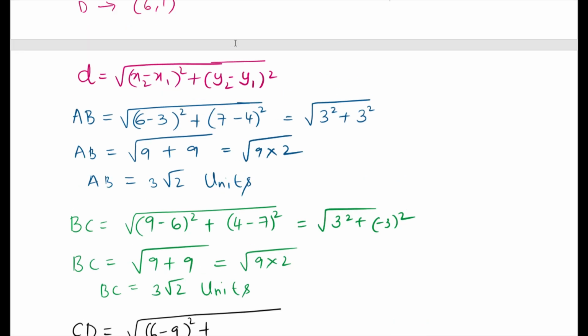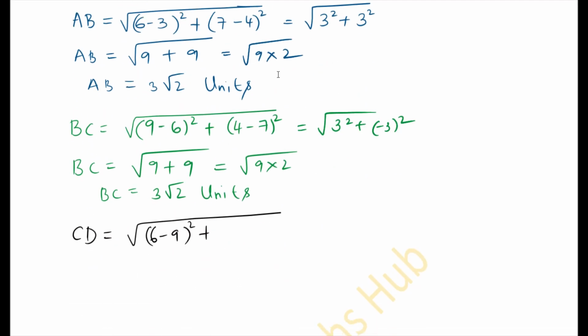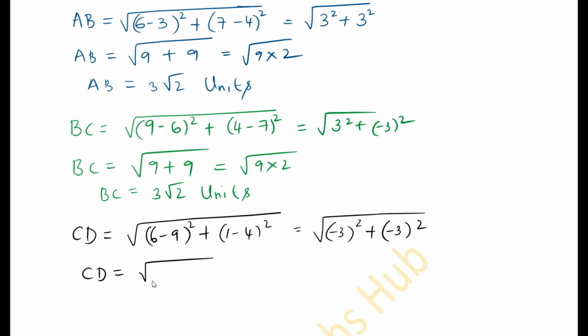The same way, y2 minus y1 will be 1 minus 4 whole square. Now what we get? What is 6 minus 9? 6 minus 9 is minus 3 square. What is 1 minus 4? 1 minus 4 is minus 3 square. Now CD equals minus 3 square is 9 and minus 3 square is 9. 9 plus 9 can be written as 9 times 2.